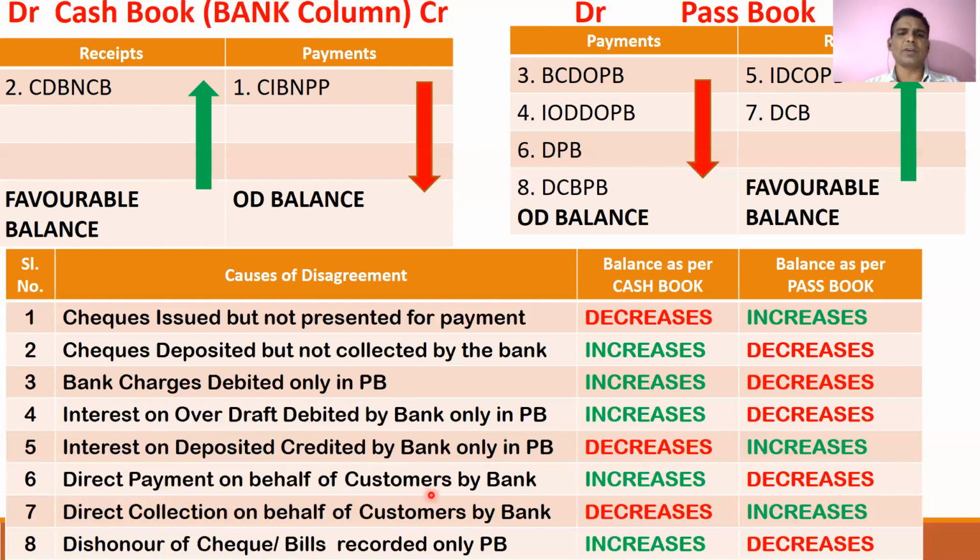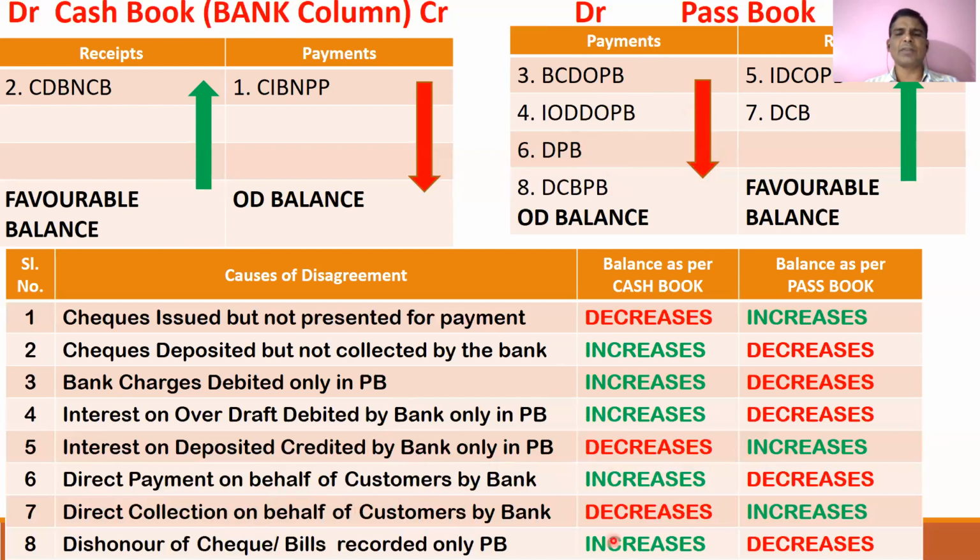Direct payment on behalf of the customer by the bank. For example, the bank directly pays the insurance premium. When the bank pays the insurance premium on behalf of the customer, what happens? They debit the passbook, so passbook balance decreases; not recorded in the cash book, so cash book balance increases.